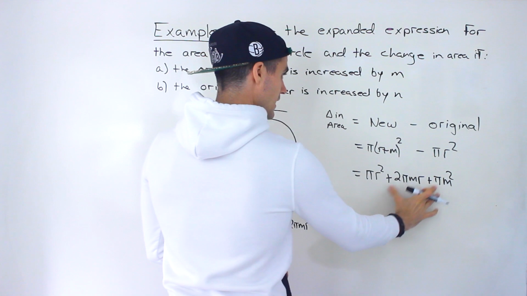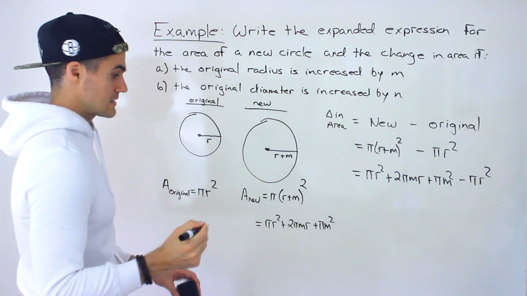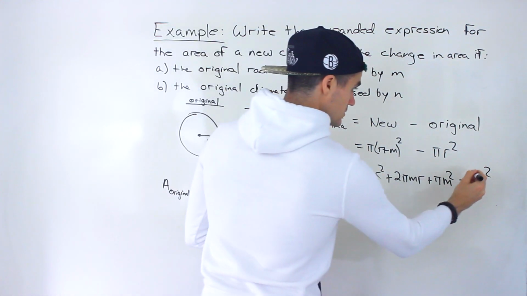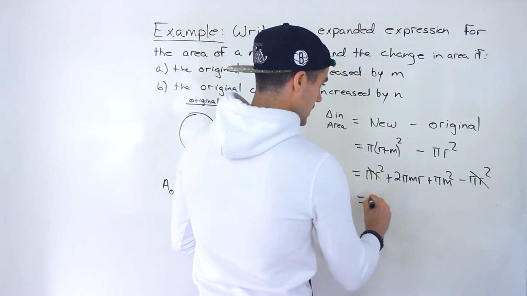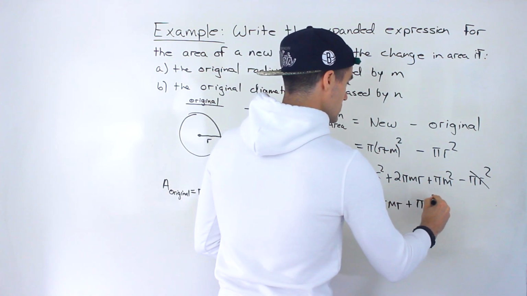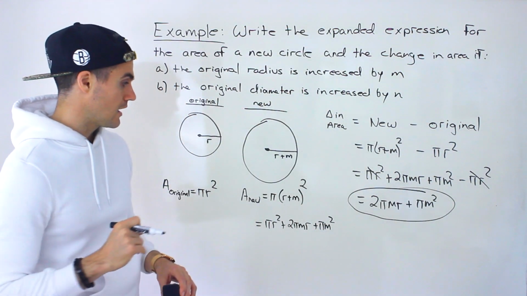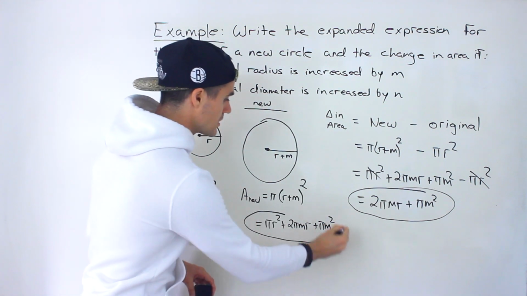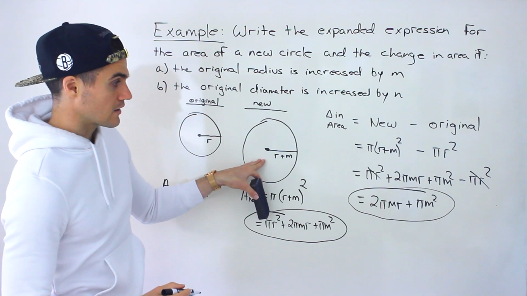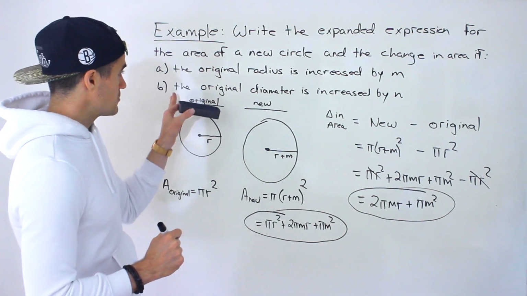So this is equal to that, and then we're still subtracting that pi r squared, that original area over here. And then notice those cancel out. And so we end up with 2 pi mr plus pi m squared. That there represents the change in the area. Okay, so this is the expression for the new circle's area. That's the expression for the change in area. So now let's move on to part B.